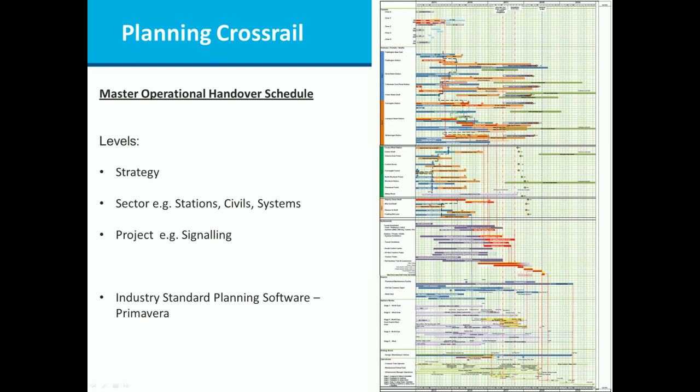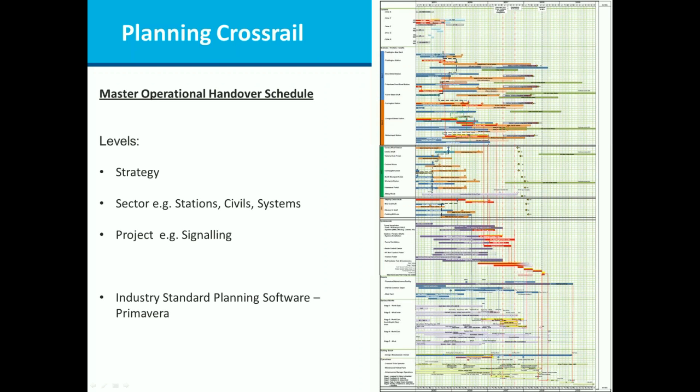So we look at sector level, so sort of sub-program level, and then we obviously have individual projects, an example being signalling, but it could be comms, it could be tunneling, many obviously, with the program of projects we're managing here. And we have various levels of program to integrate those schedules together to make sure that they are fully joined up and we recognize dependencies as necessary.